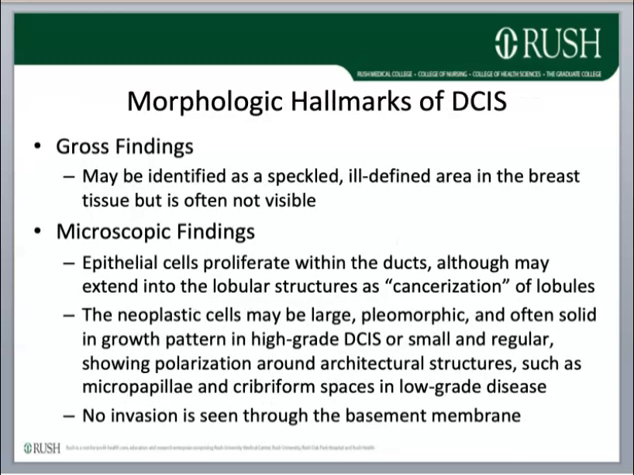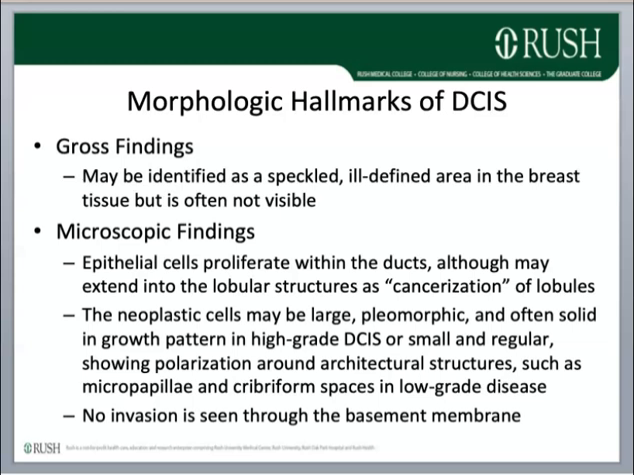Often DCIS is not grossly visible. Occasionally it may be identified grossly by a speckled, ill-defined area in the breast tissue, which is a result of comedo-type necrosis, which I'll talk about in a minute, and associated calcifications. Microscopically, DCIS is characterized by an epithelial proliferation within the ducts, although this may extend to lobular structures, but is still confined within the ductal lobular system and is referred to as cancerization of the lobules.